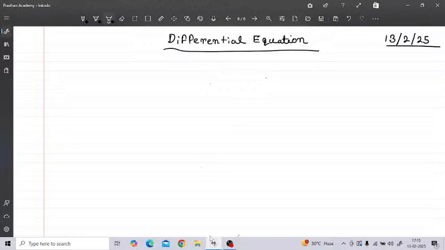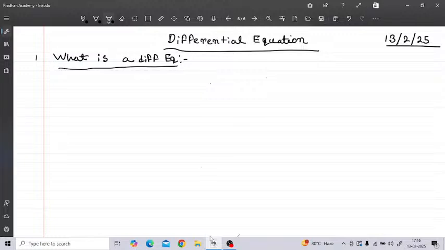Okay. So today we will discuss the chapter differential equation. So first of all, we will see what a differential equation is. A differential equation is nothing but an equation involving the derivatives of dependent variable.